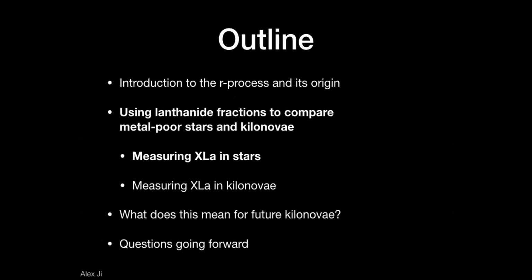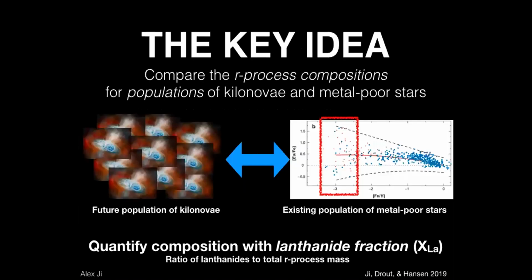Okay, now I'm going to move on to the thing that we thought would be the next useful thing to do, and it takes advantage of the fact that we now, in principle, are going to have a population of direct observations of neutron star merger kilonovae. The key idea is that we're going to compare something that we can measure both in kilonovae and in metal poor stars and see if they're the same.